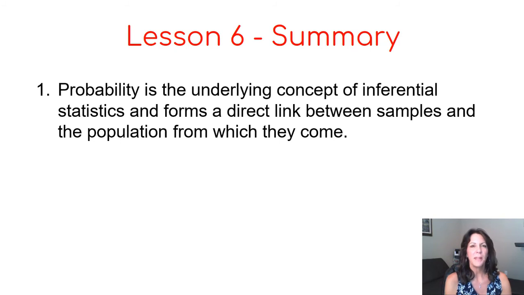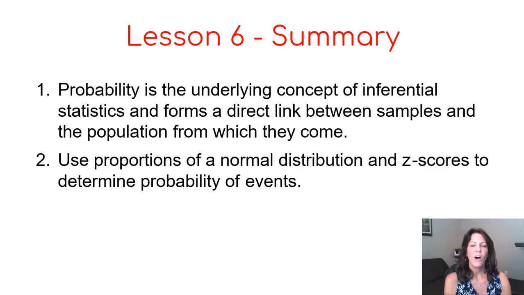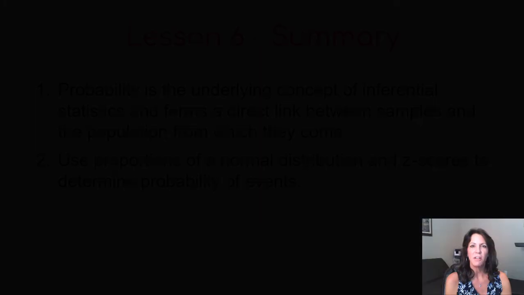Remember that probability is the cornerstone of inferential statistics. It helps us to form a link between samples and the populations from which they came. Also, remember that we use proportions of a normal distribution and z-scores to determine the probability of events. An event being something like, how likely is it to find a score of 110 or above, for example. So this is lesson 6 in a nutshell.